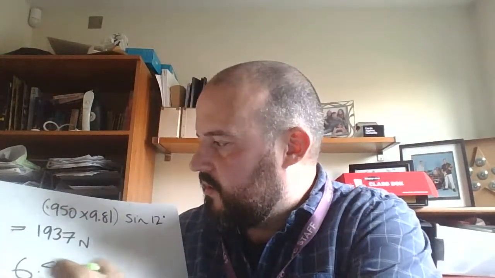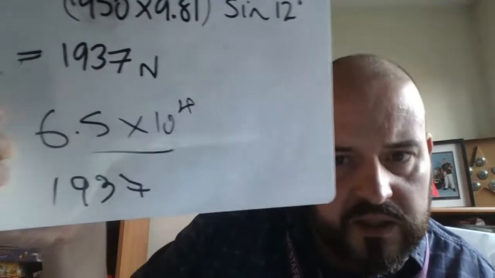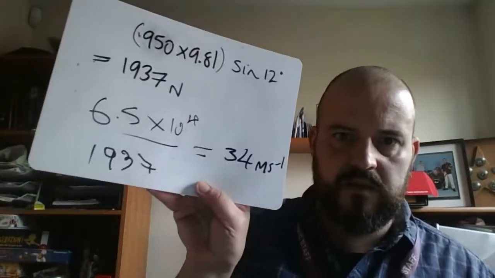Once I know that, I can then put that into P equals FV, because I'm given the power of the car in the question. The power of the car is 6.5 times 10 to the 4. That's my power. I'm going to divide that by the force I just calculated, 1937. This is great fun trying to write a horrible angle into a backwards camera. When I do that, I come out with 34 meters per second.